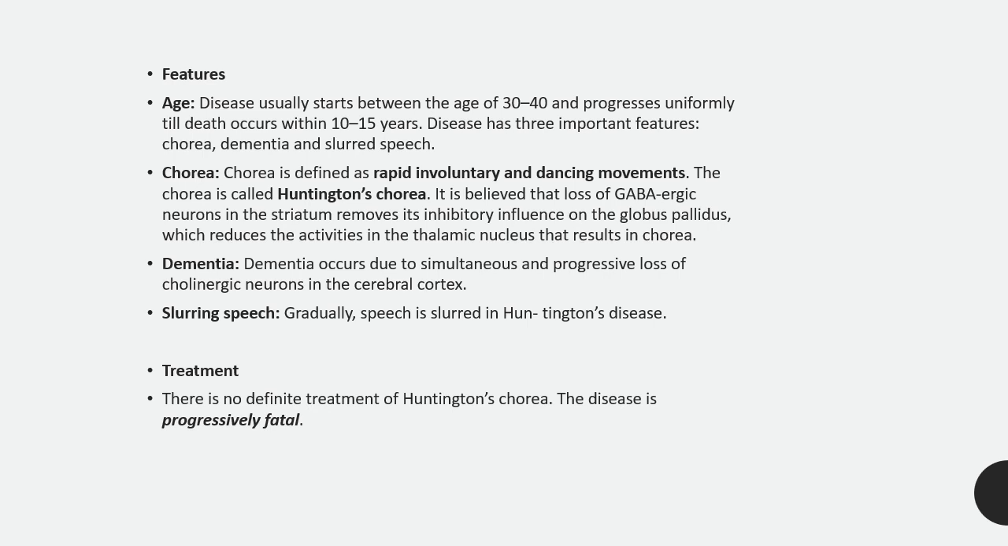It is believed that loss of GABAergic neurons in the striatum removes its inhibitory influence on the globus pallidus, which reduces the activities in the thalamic nucleus that results in chorea. Dementia. Dementia occurs due to simultaneous and progressive loss of cholinergic neurons in the cerebral cortex. Slurring of speech. Gradually, speech is slurred in Huntington's disease. There is no definite treatment of Huntington's chorea. The disease is progressively fatal.